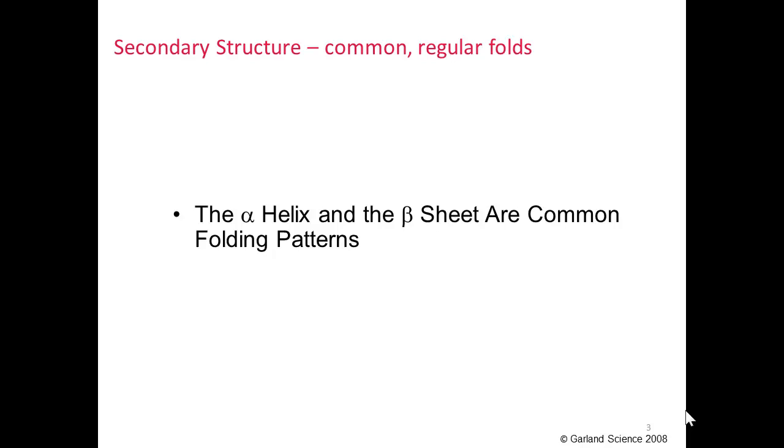Secondary structure of a protein is common regular folds that we'll see over and over. 99% of what we're going to talk about are alpha helices and beta sheets. These are common folding patterns that proteins adopt.